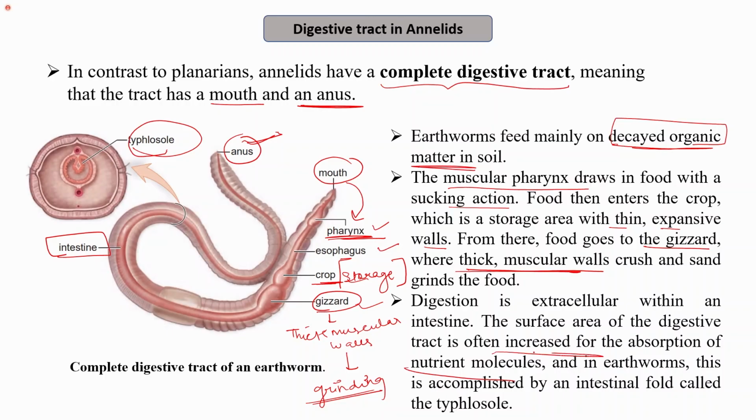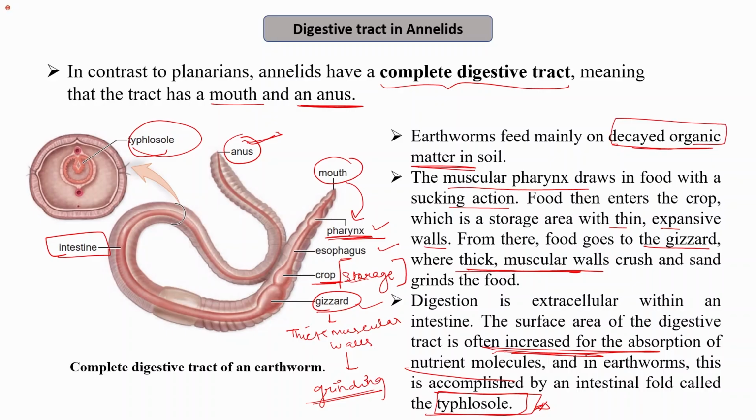So this is helping in increasing the surface area for absorption, and this is accomplished by an intestinal fold, which is called the typhlosole. So this is important. They have specialized structures, the typhlosole in the intestine and in the intestinal folds, and this typhlosole is helping in increasing the surface area for the absorption of nutrient molecules. This typhlosole is present in the intestine of the annelids. So this is about the digestive system of the earthworm or the common annelids.